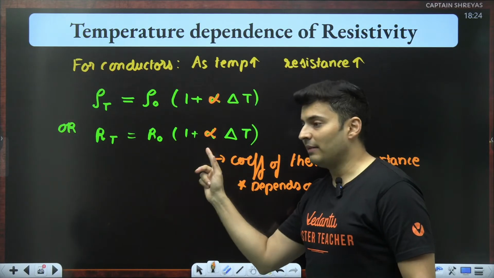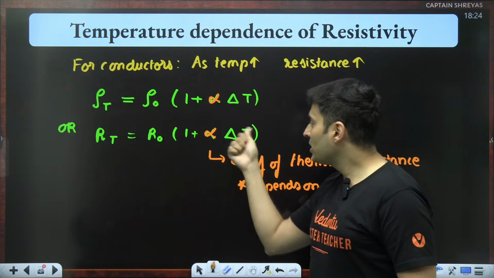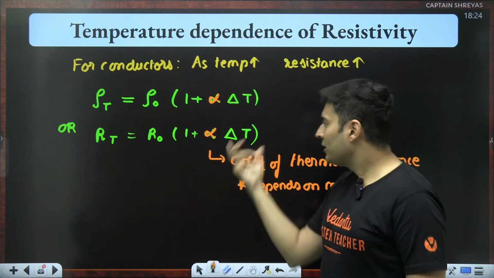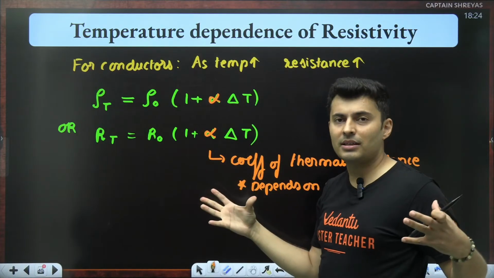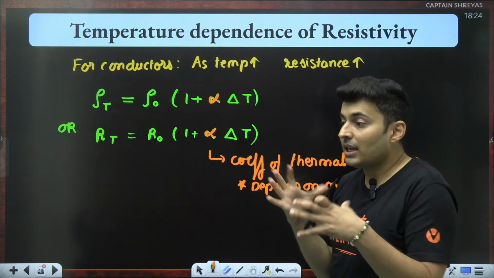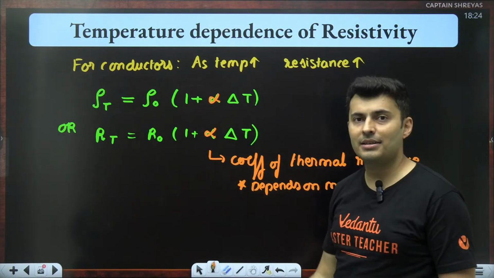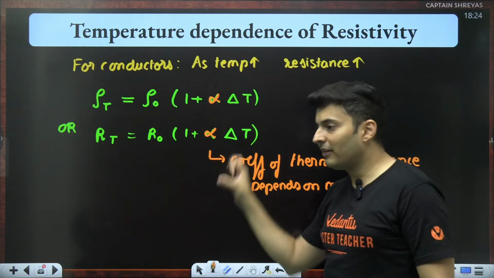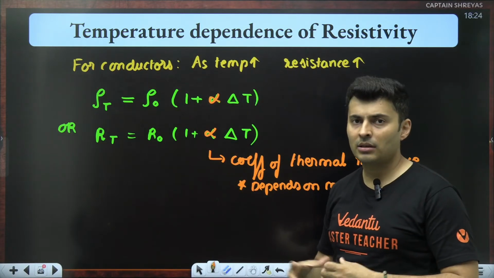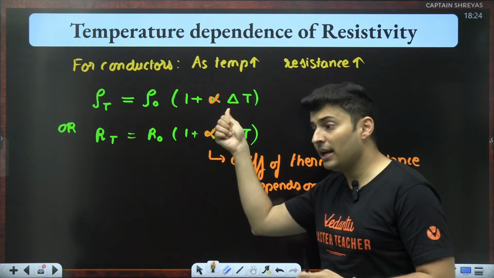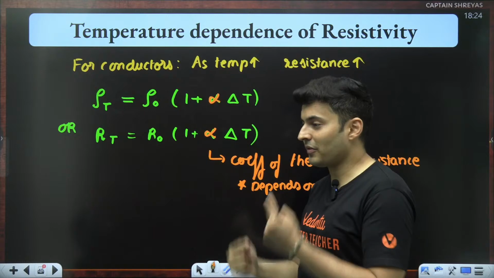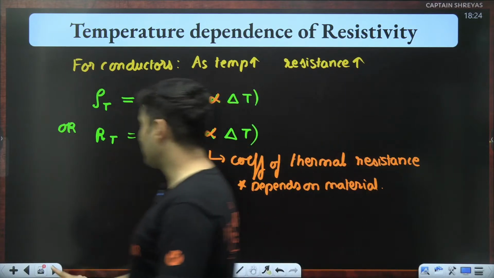Okay, this alpha, if it is very high, that means when you change the temperature, the resistance changes rapidly. If alpha is very low, that means even when you change the temperature significantly, resistance is not changing so easily. So that is immune to the temperature changes a little bit. So if alpha is less, it is immune to the temperature changes. If alpha is very high, then it is very sensitive to the temperature changes, rapid changes of resistance.